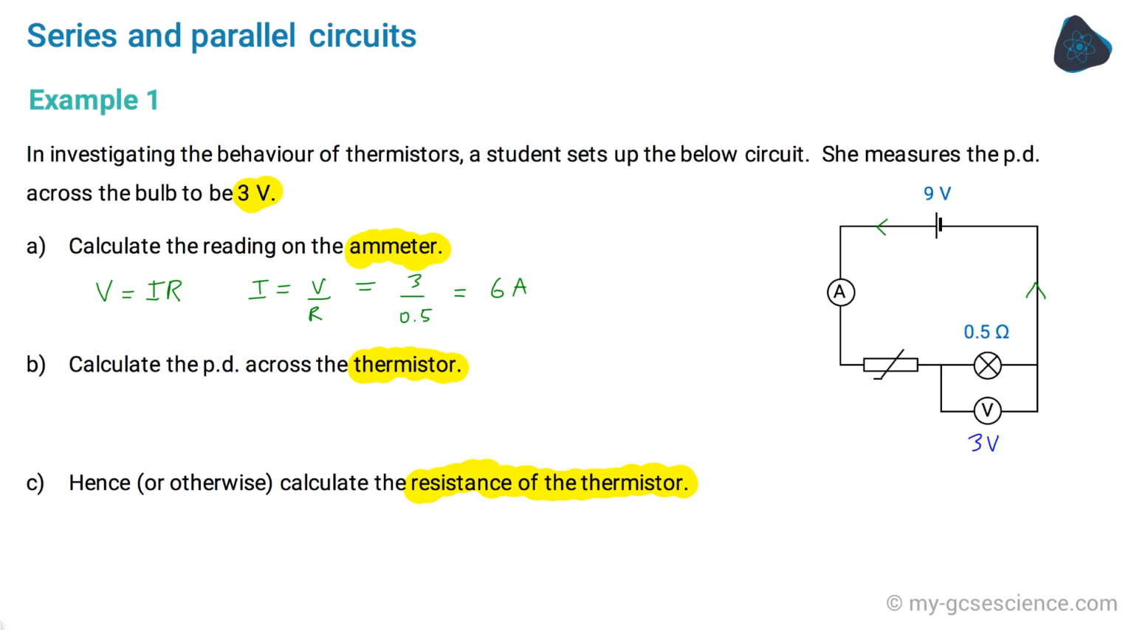Now, it'll make our lives easier if we note down values onto the circuit diagram as we work them out. So I'm just going to label here that the current in this series circuit is 6 amps. A lot of students will lose marks in the exam in a question like this because they use the wrong value for V in their equation. So stop and ask yourself, why did I use 3 volts here and why not 9 volts?